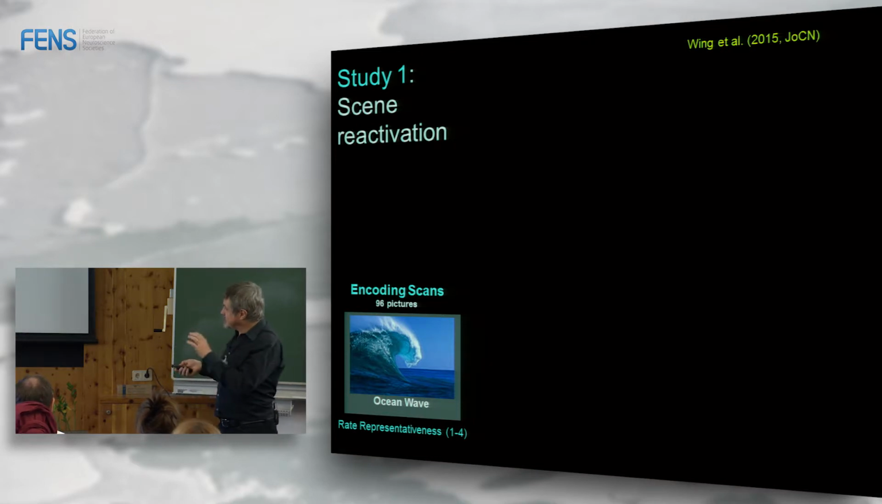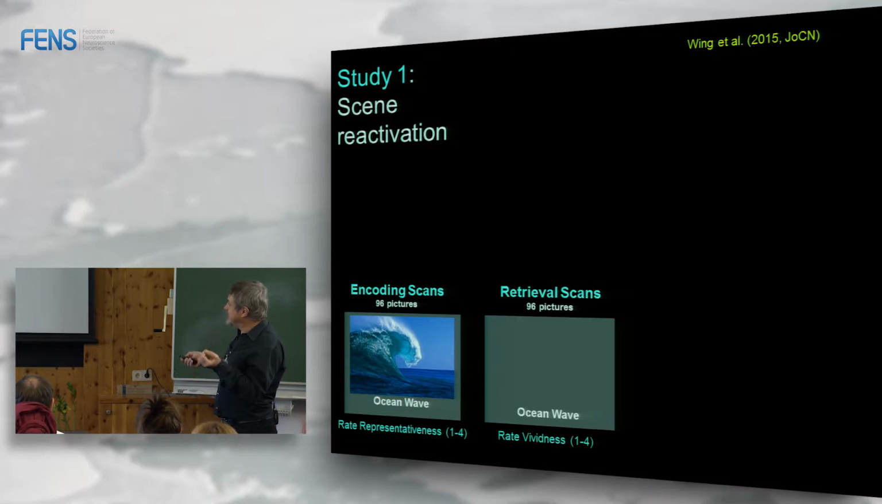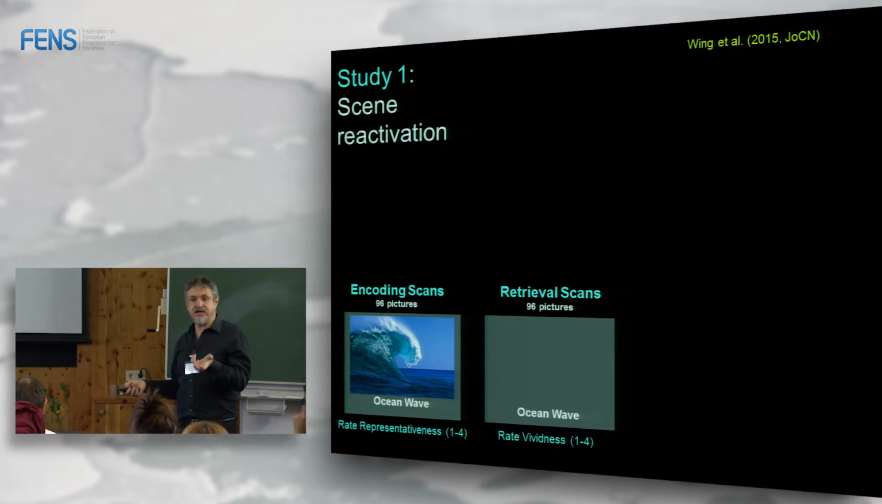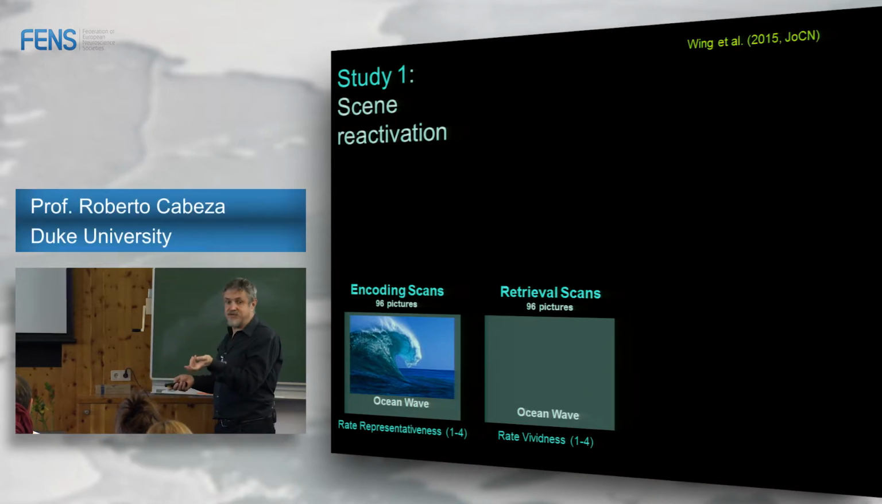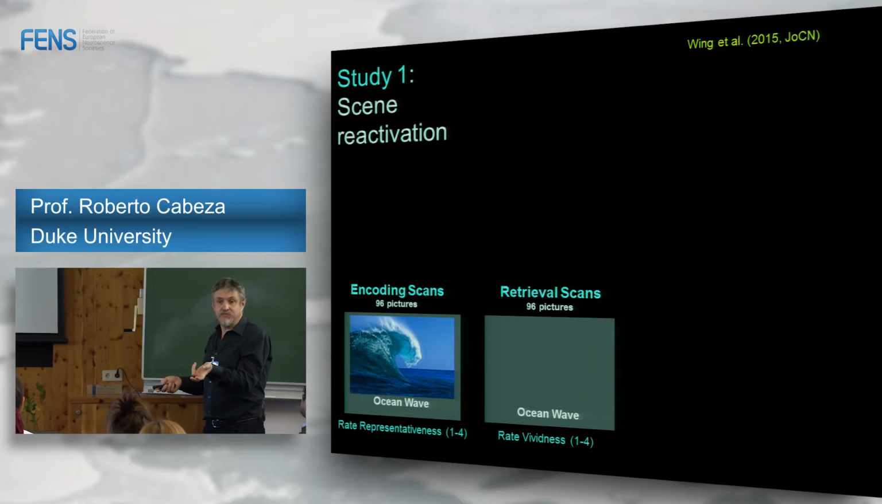So then we presented them with a label. People rated the representativeness of the image for the label. And then during retrieval, we presented the label alone, right? This is critical for studying reactivation. So without the picture, people remembered the picture, right? That was during retrieval, and they rated the vividness of the image from 1 to 4. So we wanted to confirm that those vividness ratings were actually a good memory rating.